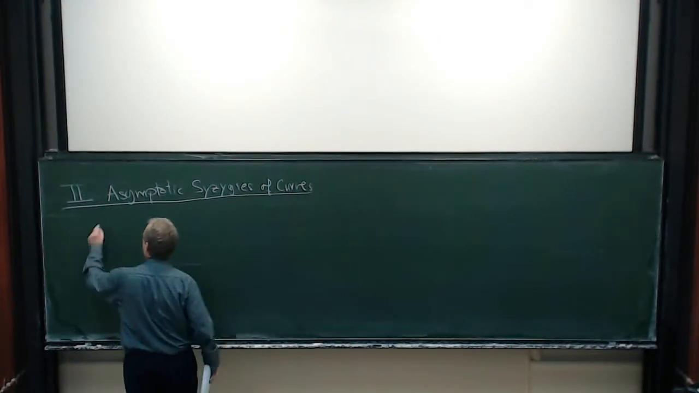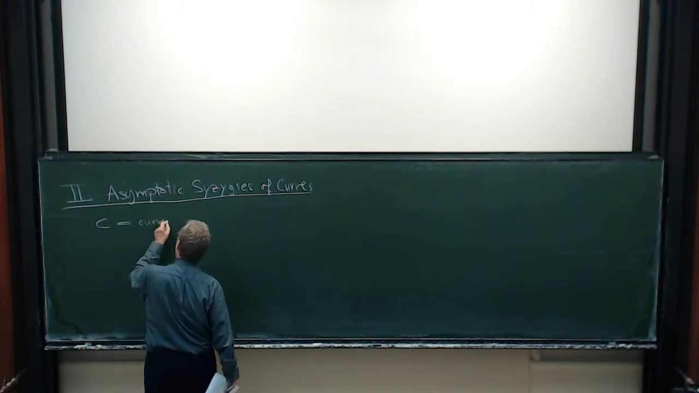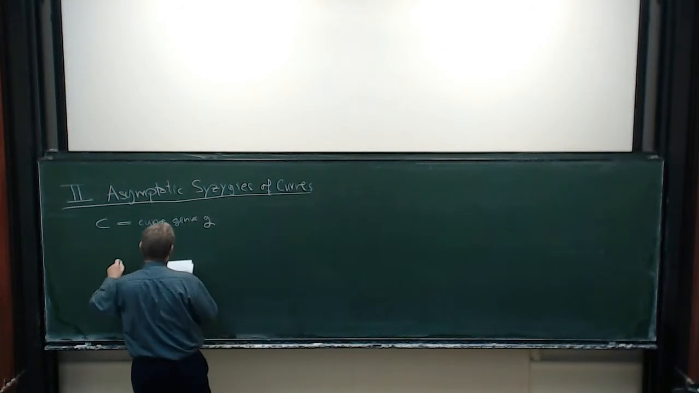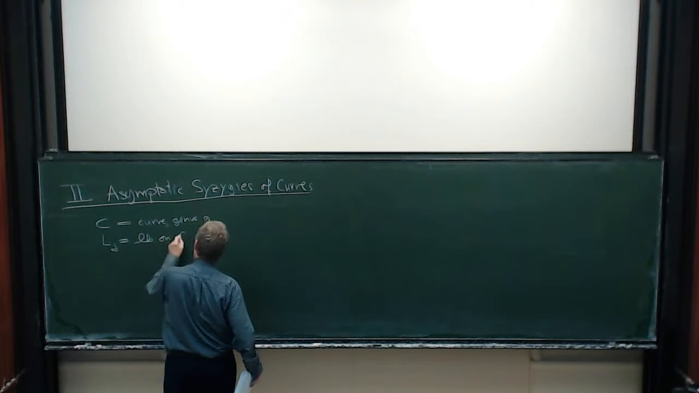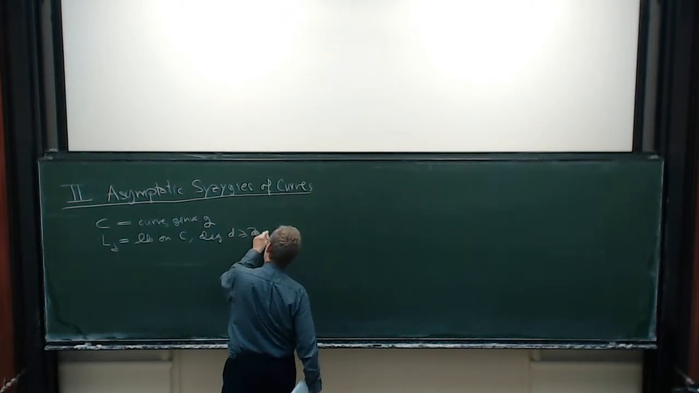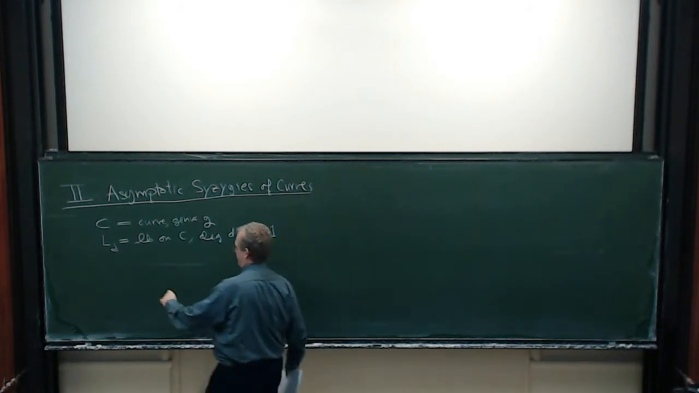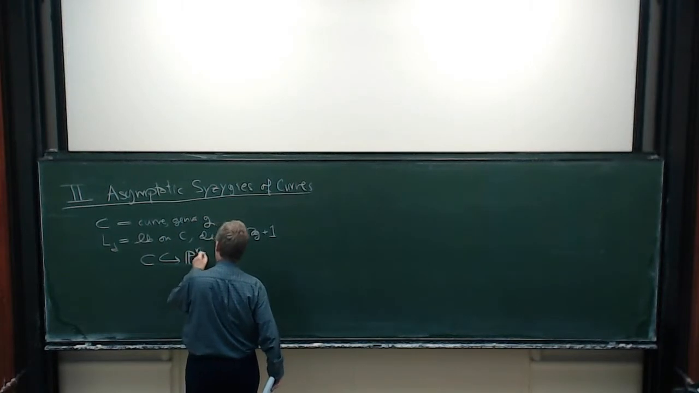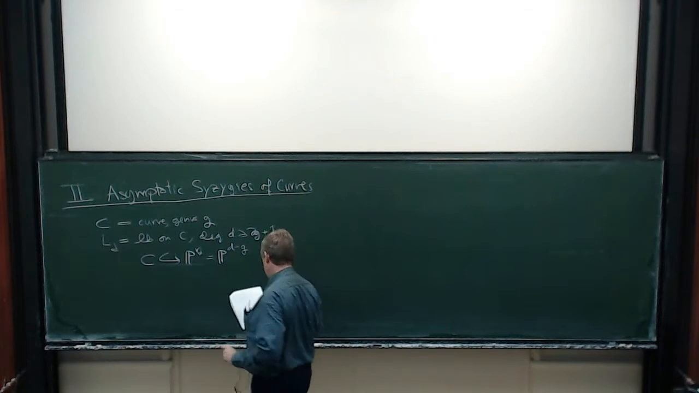large degree linear series. So C will be a smooth projective curve of genus g. And let L sub d be a line bundle on C of degree d. Let's make it non-special, say d at least 2g plus 1. But we're going to let d get very large. And so it defines an embedding of C into some P of r of d, which is, in this case, P of d minus g. So that's how many sections it has.